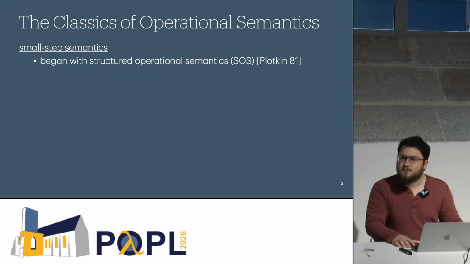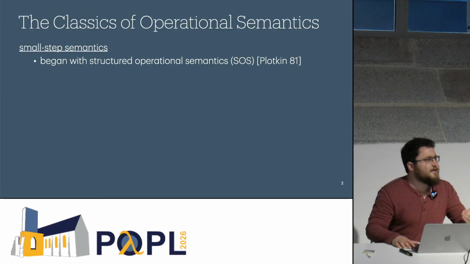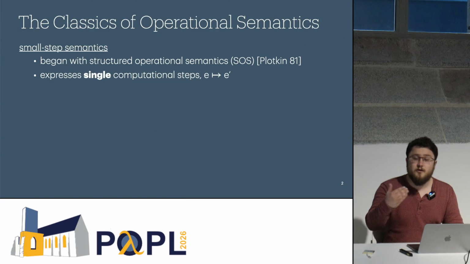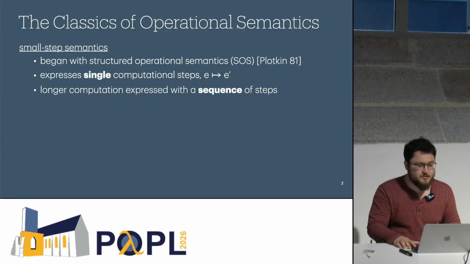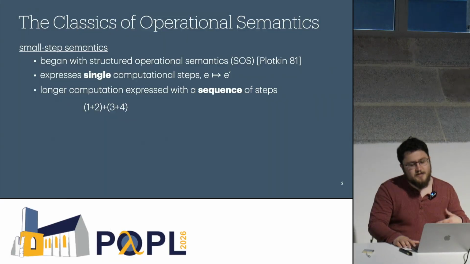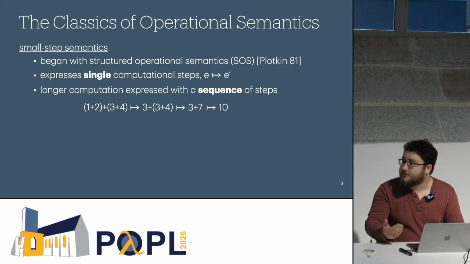The way that small step semantics specifies the behavior of a program is by specifying the very next step that that program will take. And if you want to express longer computations, all you do is chain together a sequence of these single steps. So for a quick example, 1 plus 2 plus 3 plus 4 takes a single step to 3 plus 3 plus 4, 3 plus 7, and then 10.